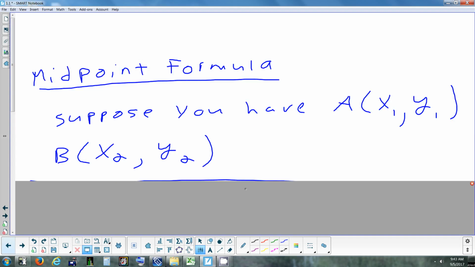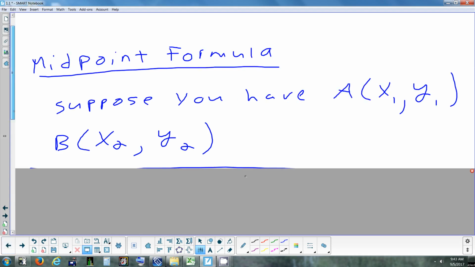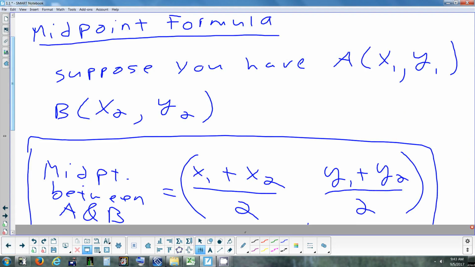So the notation uses the same idea. You have two coordinates. Coordinate A has an x and a y value, and so does coordinate B. In a real problem, those will all be numbers, the x1, the x2, and so on. But the midpoint formula doesn't tell you how far apart the points are. It tells you where the middle of the 2 points is. So if you've got 2 points, what's right in the middle?